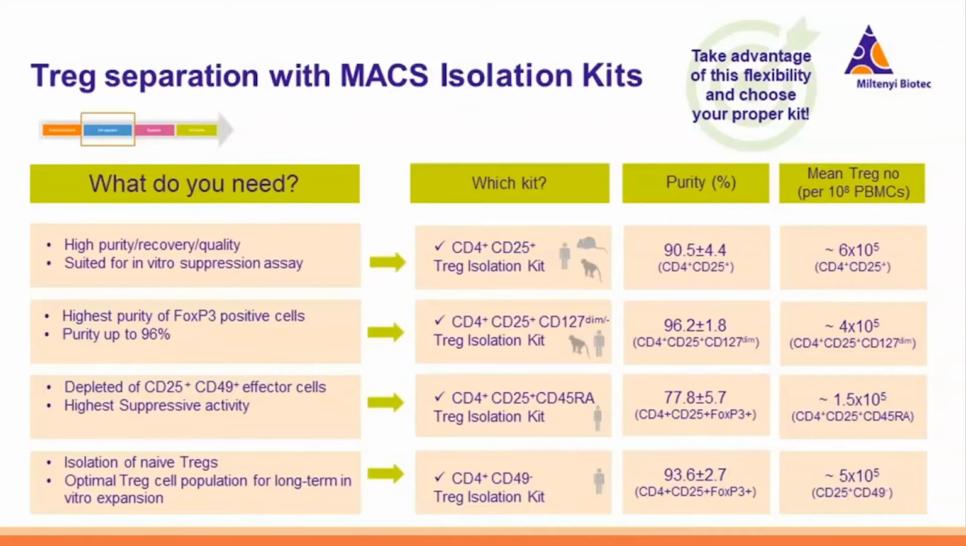Whereas if you need naive Tregs and you need to keep them long in culture, I would suggest you to use the CD4 positive CD49 negative isolation kits. And all of this application was tested in the company, and then we come up with this recommendation for you.